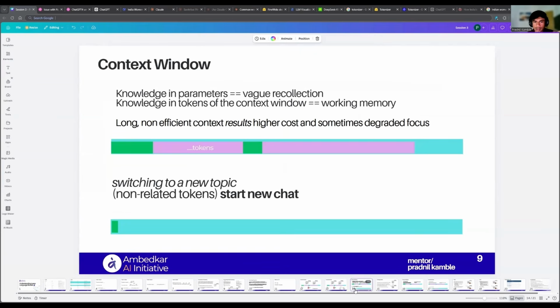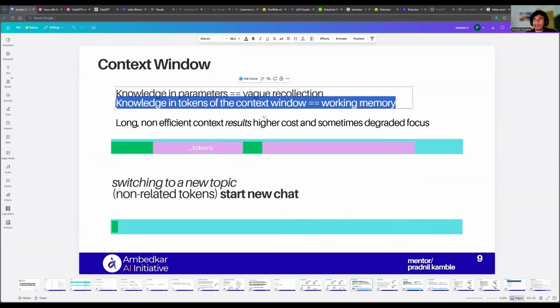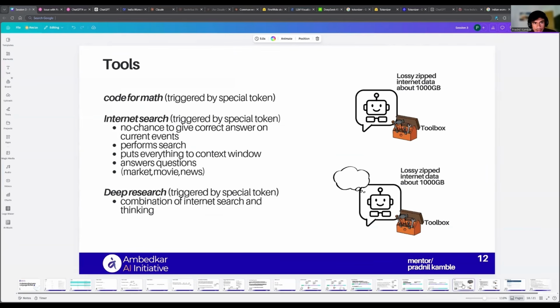So this is the context window, right? The model fills up the context window with the things that it has found on the internet, and since it's fed into our context window, it's part of our working memory. Then you can ask it questions or get answers based on this particular working memory as well. So that is what is happening in this case. Whenever we use internet search, it searches and fills up the context window.